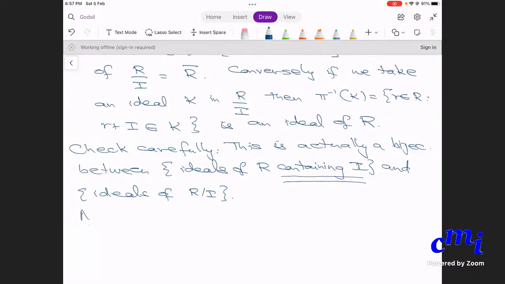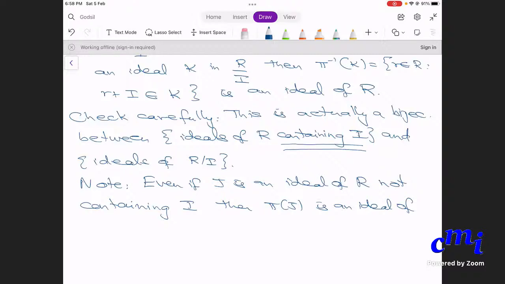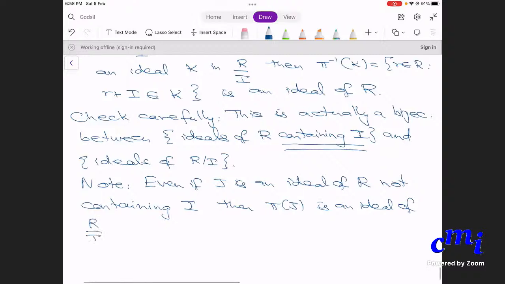So note, even if J is an ideal of R not containing I, then pi(J) is an ideal of R mod I. One can check this. But this will not correspond, in the sense that when you come back using pi inverse, you won't get back J. The only ideals that you will get back from ideals of R mod I will all contain I. So you must think about this carefully and check that this is a bijection. You must prove that these two mappings that I have defined are one-to-one and onto and inverse of each other. If you show that they are inverse of each other, of course they are one-to-one and onto.